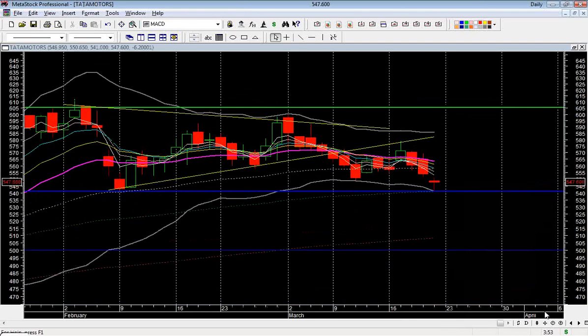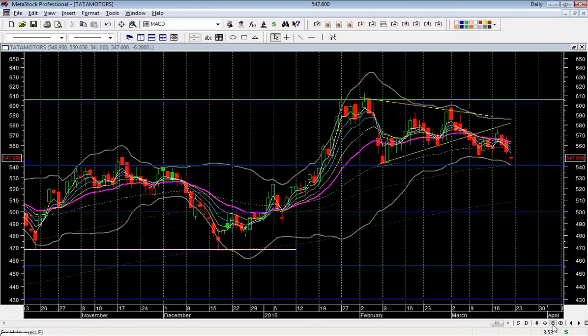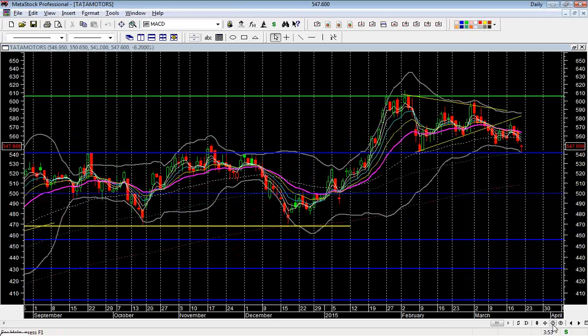Tata Motors, so broken out of that rectangle, or rather triangle, sorry. Not yet met the measuring implication. I think the measuring implication was something close to 500 if I remember. What was it? 610 to 540, 60 rupees, 520. 520 is the measuring implication.